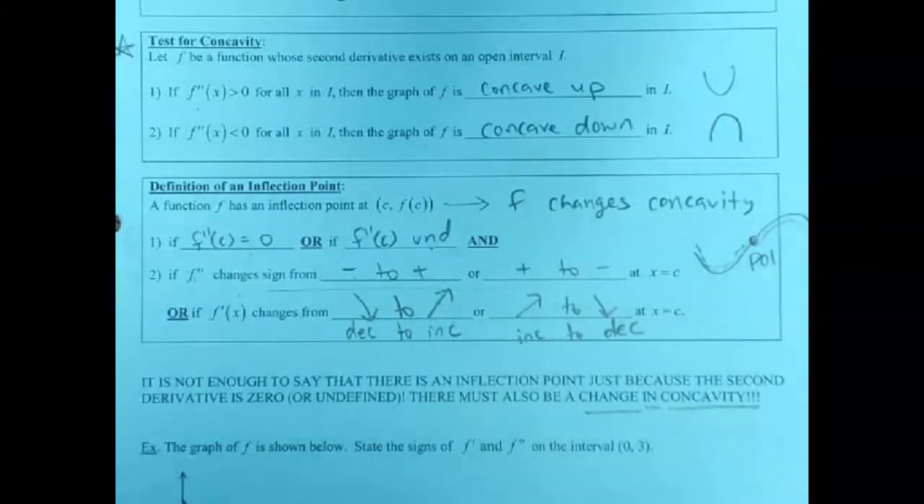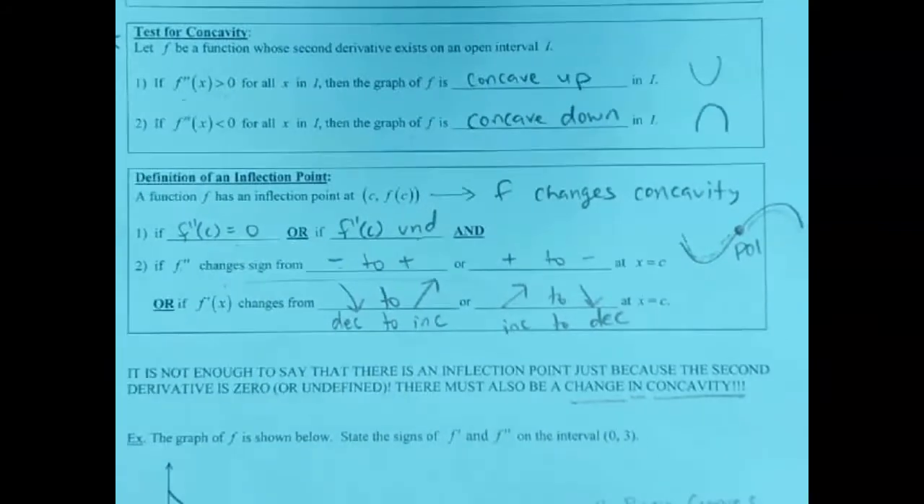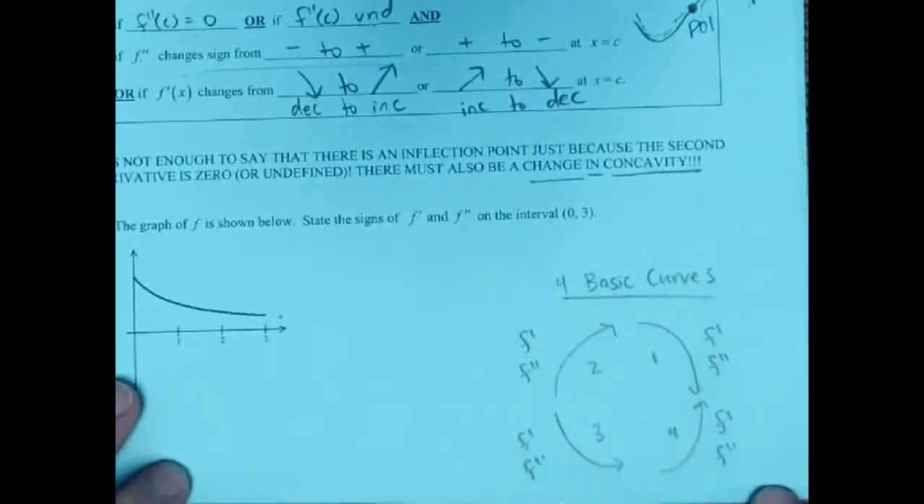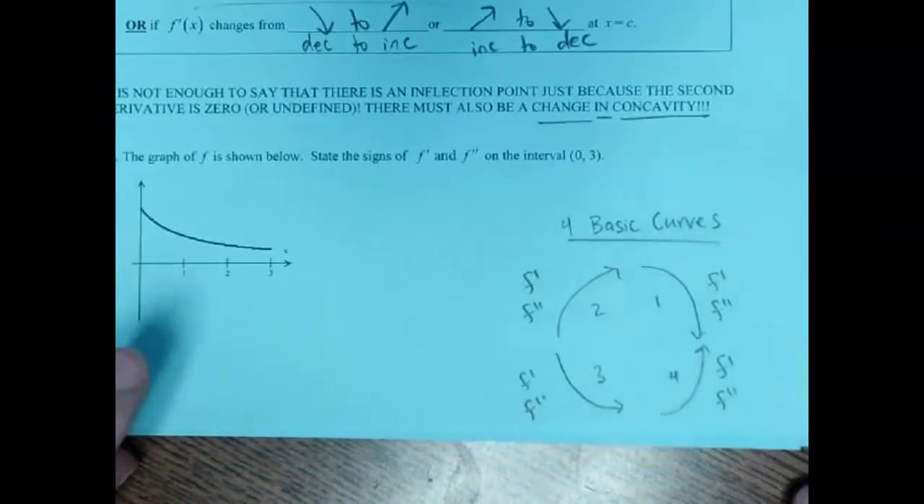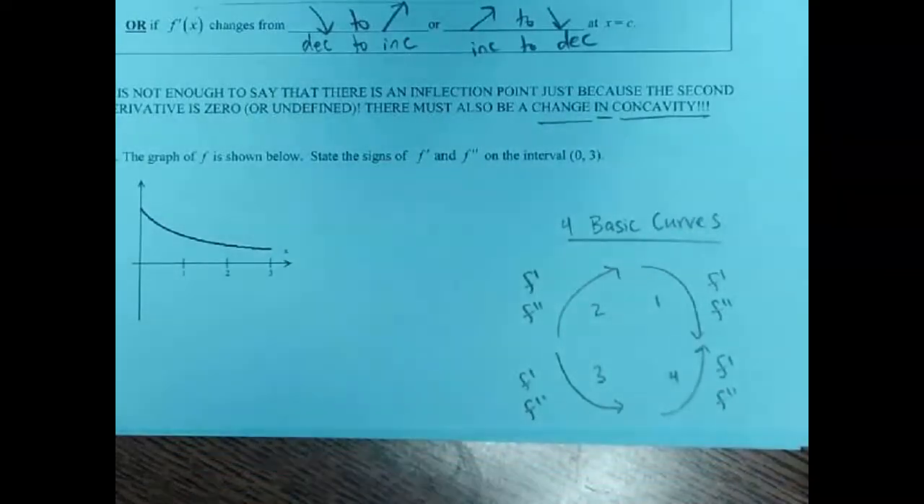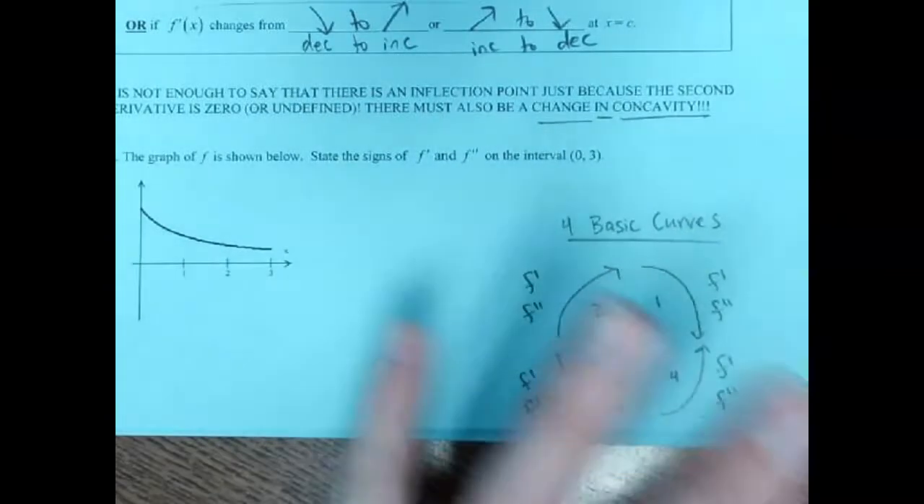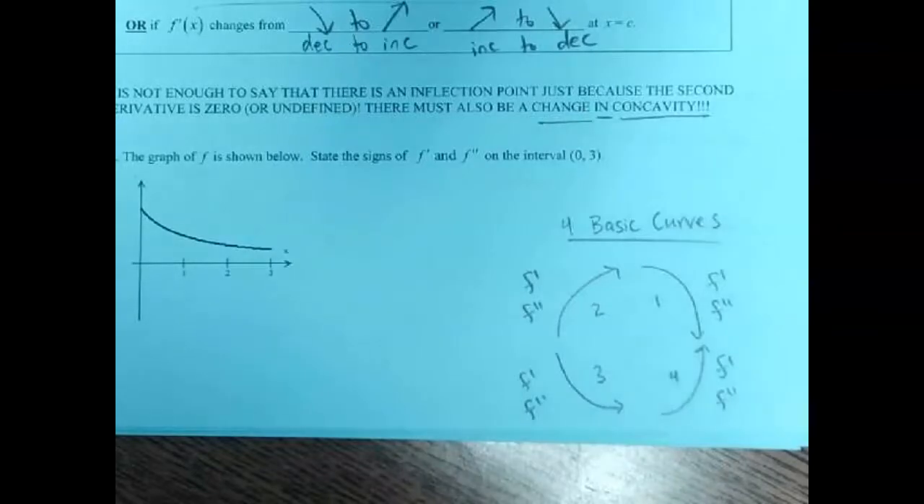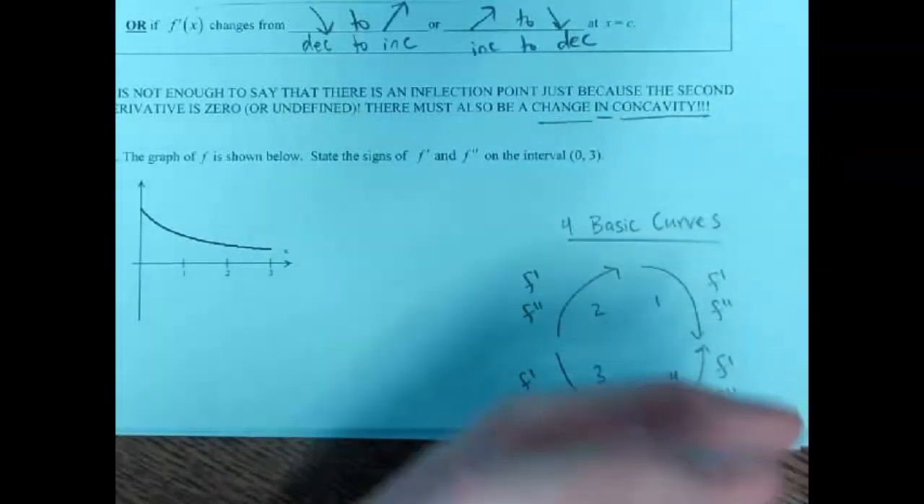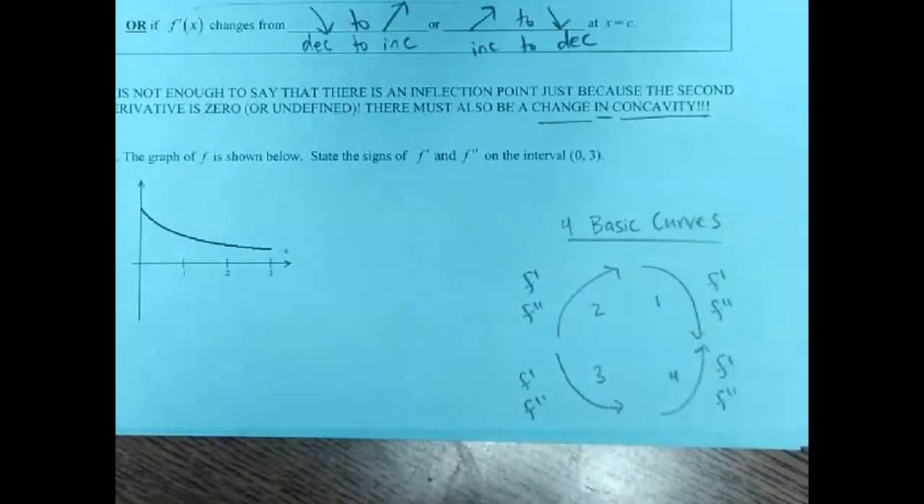Okay, now let's go back and revisit something that we did in a previous notes packet. We talked about things like increasing at an increasing rate or increasing at a decreasing rate. Right? We've seen these 4 basic curves before, but now that we have the first and the second derivative, we know increasing and decreasing. Now I can use a little bit better labeling system for it.